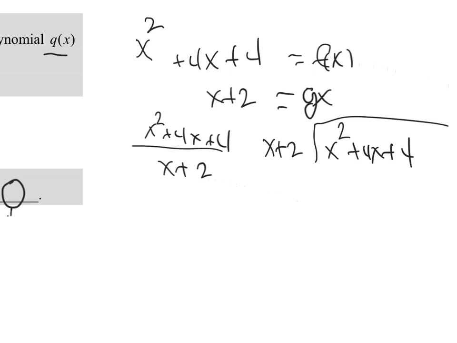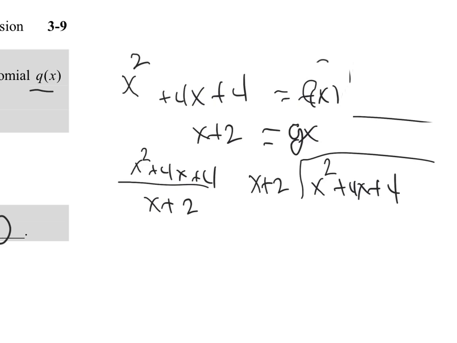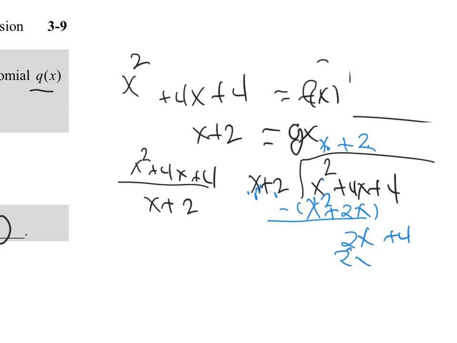Why don't we do both long division and synthetic just to show you that the remainder will be 0. x times what is x squared? x. x times x, x squared. x times 2 is 2x. Subtract the bottom from the top. x squared minus x squared goes away. 4x minus 2x is still 2x. Bring down the next term, plus 4. x times what is 2x? Times 2. So 2 times x is 2x. 2 times 2 is 4.